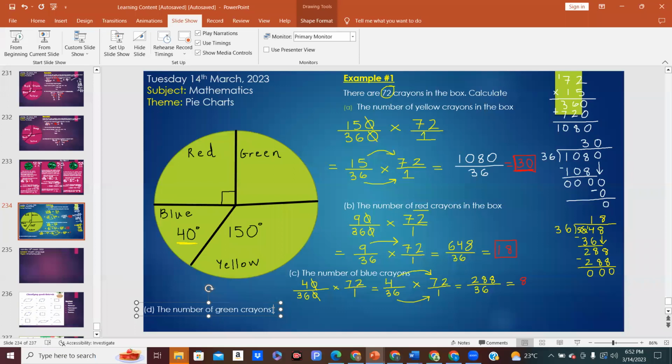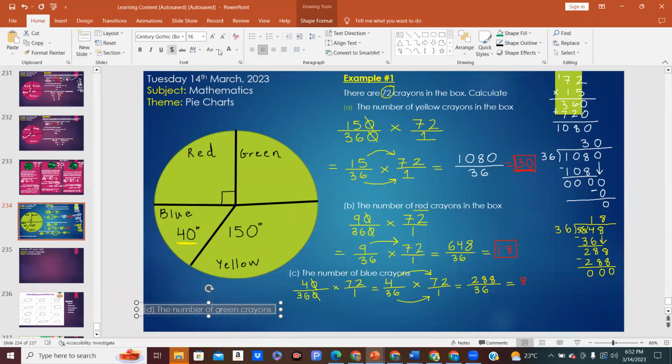First you have to add up all the numbers and then subtract it from 72, Mr. Petit, because it's only 72 crayons in the box. That's correct. We wouldn't want to use 360, because we're not trying to find the degrees for green. We could find the number of crayons without doing the degrees.